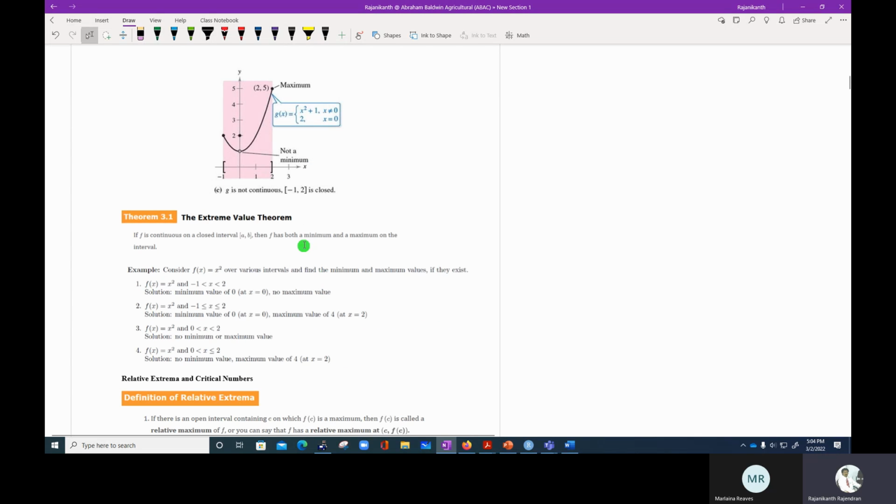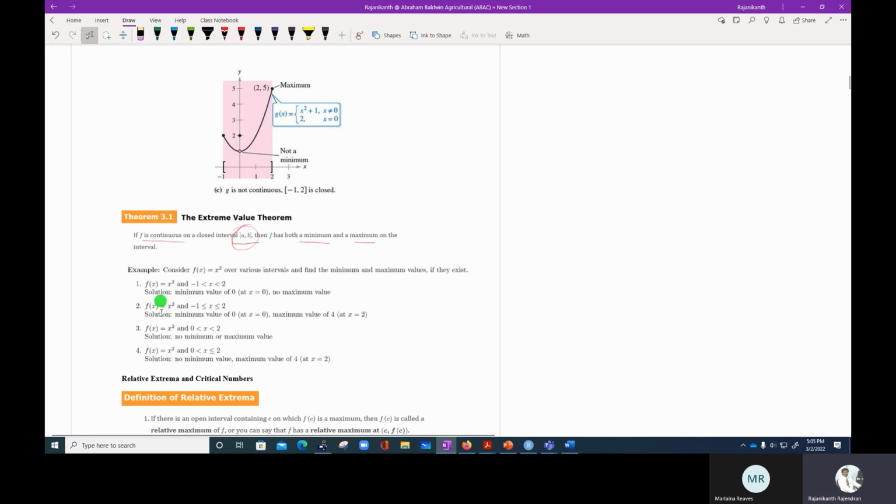Now there's a theorem we call the extreme value theorem. What is the extreme value theorem? Suppose you are given a function f which is continuous on a closed interval [a, b]. Then function f has both a minimum and a maximum. If the function is continuous on the closed interval, you can always find the minimum and maximum value of the function. That is true. But remember, the function should be defined on this closed interval.